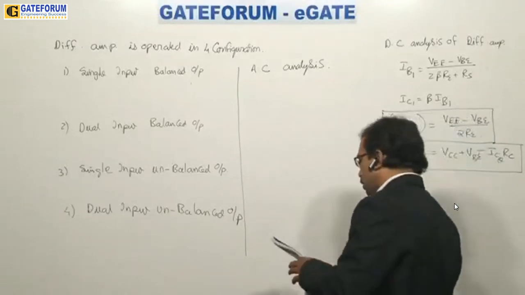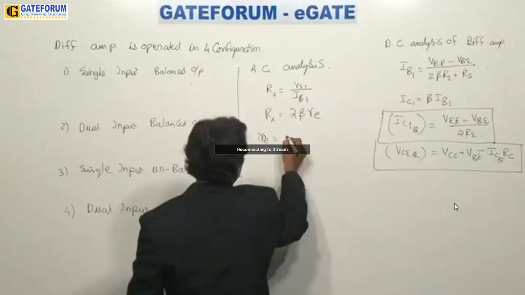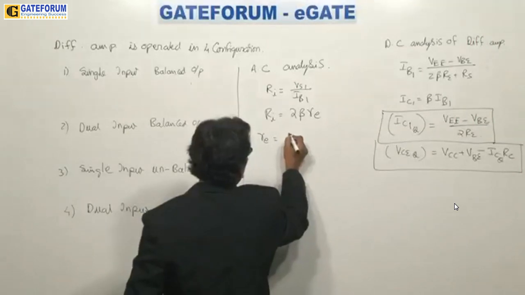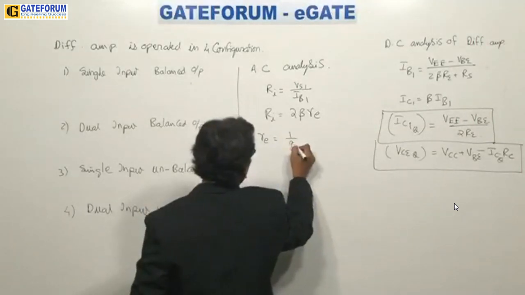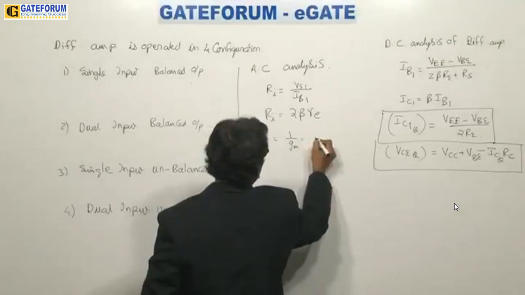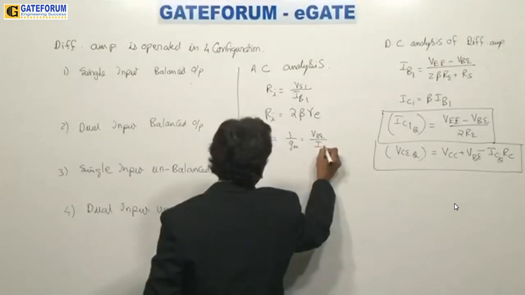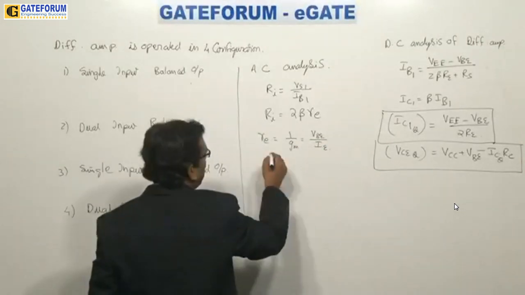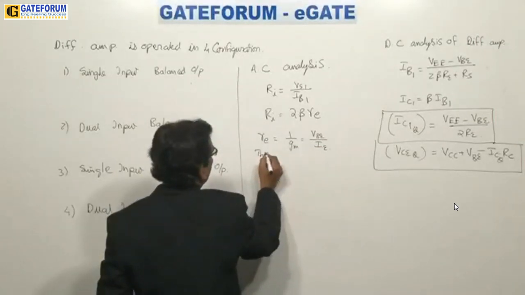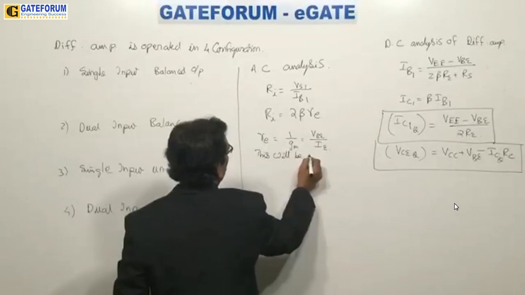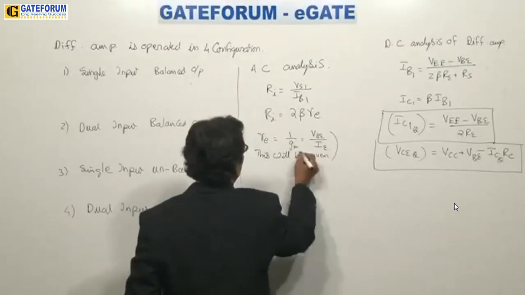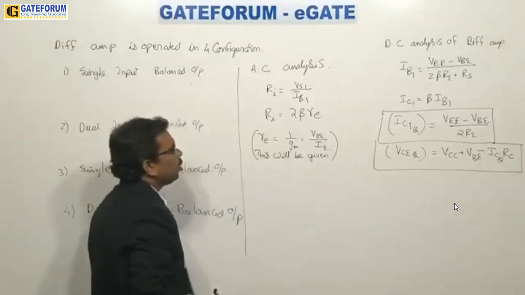What is input resistance for nothing but 1 by GM. Okay, so you will get it here. This is nothing but VBE divided by IE. So VBE divided by IE. This will be given.